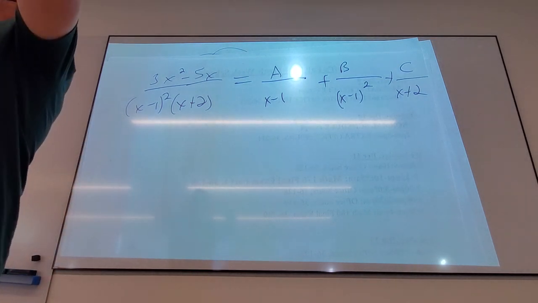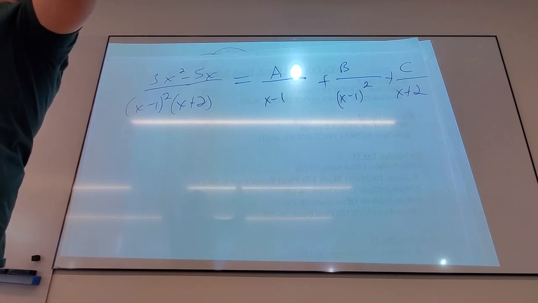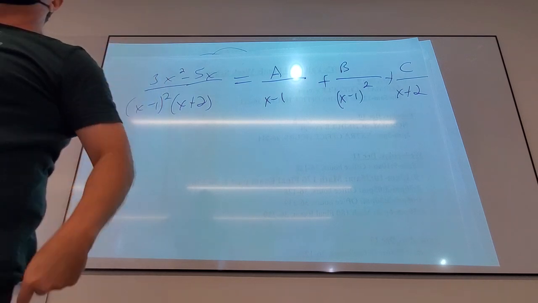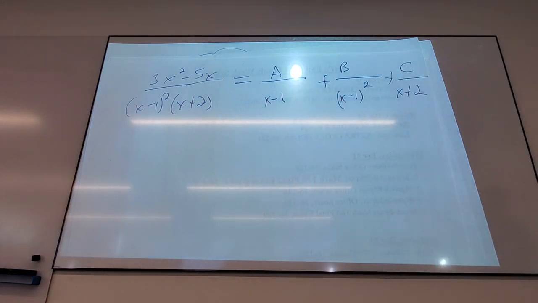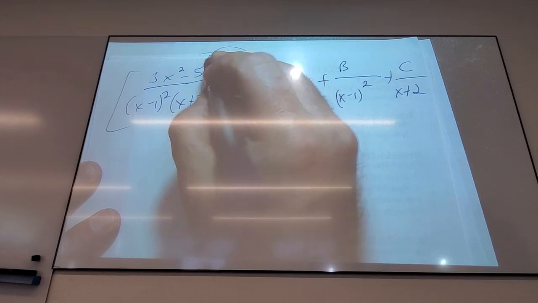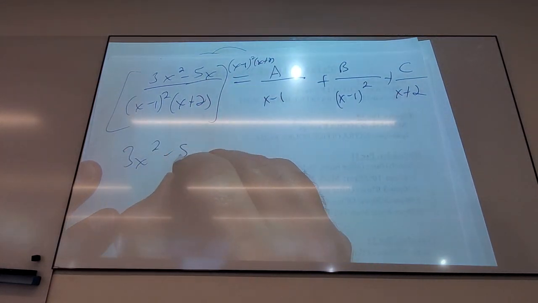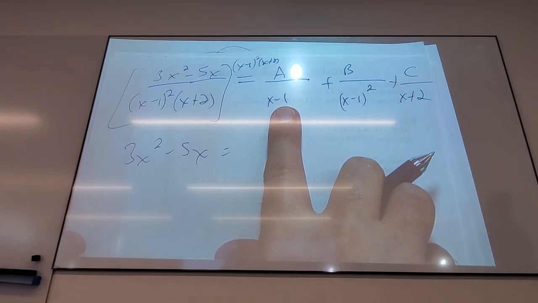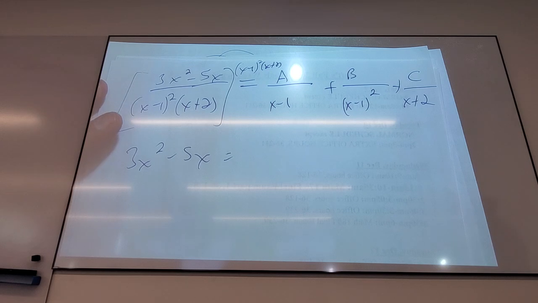So this is funky. You're not used to this. We wrote what the answer is going to look like. We know it's got to look like that. Now what do I do? Yeah, kill the fractions. So we multiply by this. What's going to happen here if I multiply by this? What's going to be left alive?